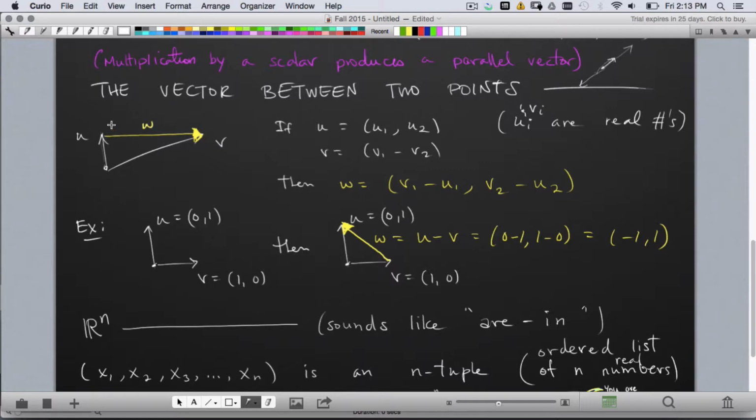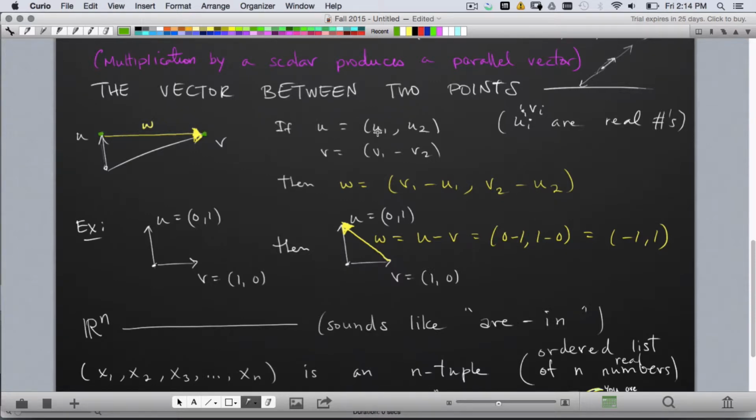Now, two vectors create endpoints. They create the tips of these vectors, and the endpoints of two vectors are points. The difference between these two points is a vector, and it's labeled here as w. And so the difference between the vector v and u is a vector that connects the tip of u to the tip of v.